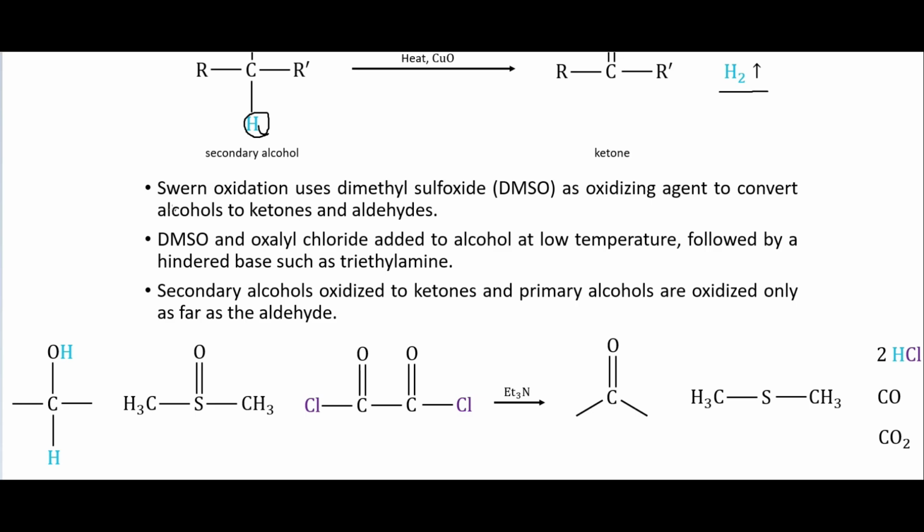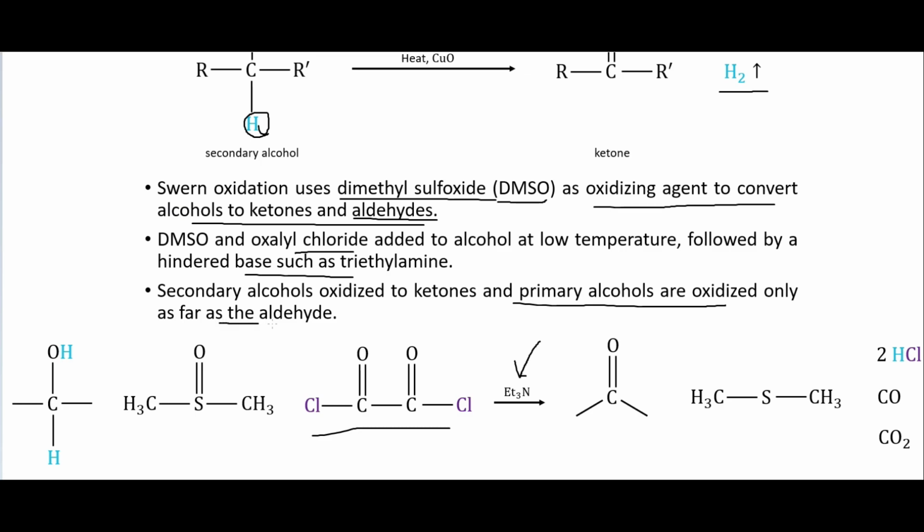So we can use what's called the Swern oxidation, and this uses dimethyl sulfoxide, so DMSO, as an oxidizing agent to convert alcohols to ketones and aldehydes. So again, we are stopping at the aldehyde here on our primary alcohols. So DMSO and oxalyl chloride, which is this thing right here, are added to alcohol at low temperature, followed by a hindered base such as triethylamine, so that's this right here. So these secondary alcohols oxidize to ketones, primary alcohols as far as the aldehyde.